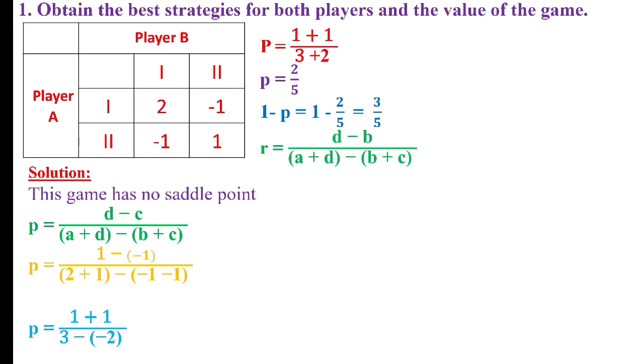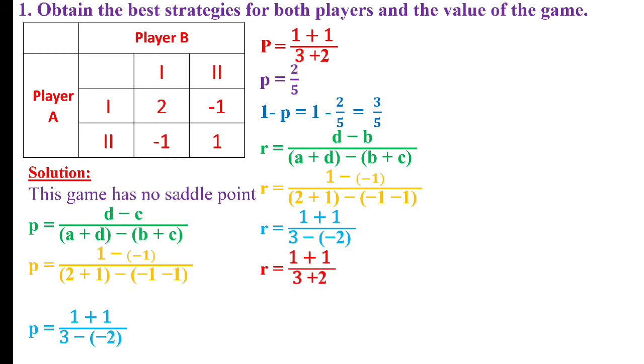Now R, the player B strategy: (D minus B) divided by (A plus D minus B plus C). R equals 1 minus of minus 1 divided by 2 plus 1 minus of minus 1 minus 1. Substitute and simplify: 1 plus 1 divided by 3 minus of minus 2. So we get 1 plus 1 divided by 3 plus 2, R equal to 2 by 5. Then 1 minus R equals 1 minus 2 by 5, which is 3 by 5. These are the player A strategies and player B strategies.